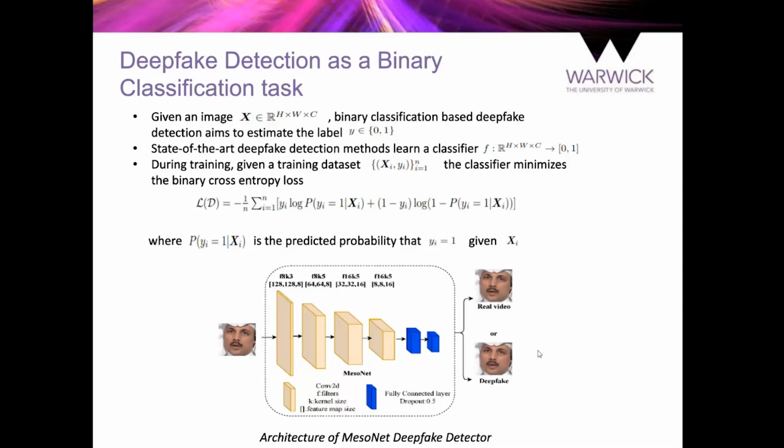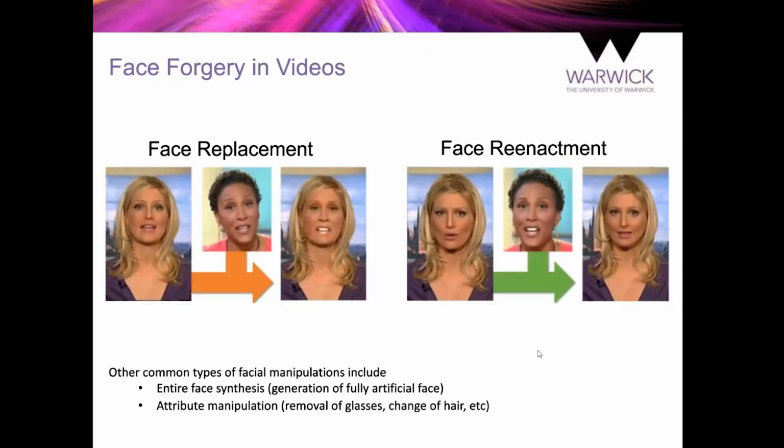Specifically, we're going to consider face forgery in videos. The two most common types of face forgery in videos are face replacement and face reenactment. Face replacement is pretty self-explanatory. We have two images of two different people, and basically, we change the face of the person in the source image to the person in the target image, and we have this new deepfake image.